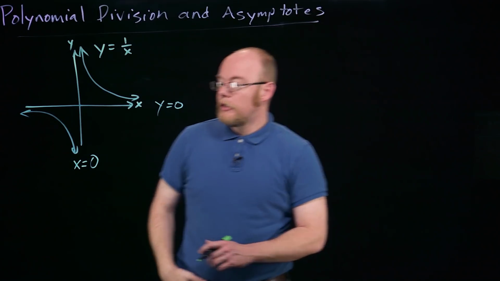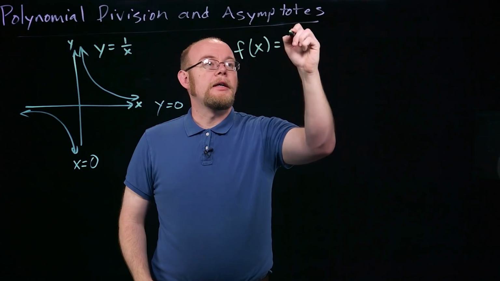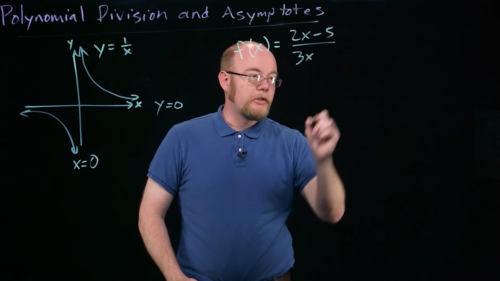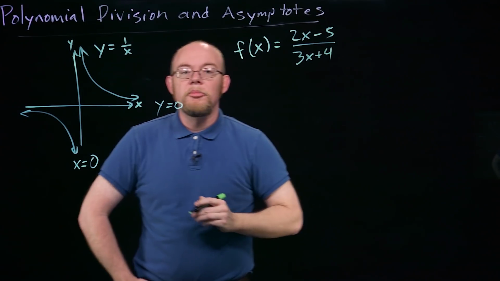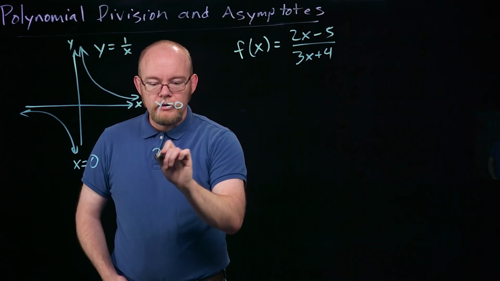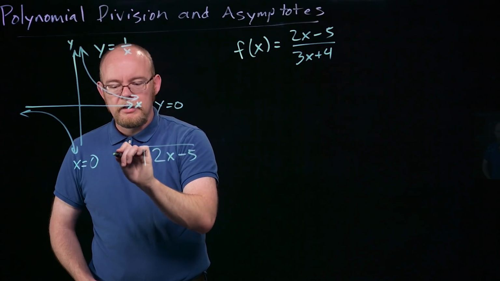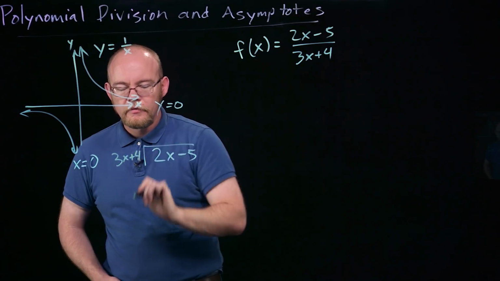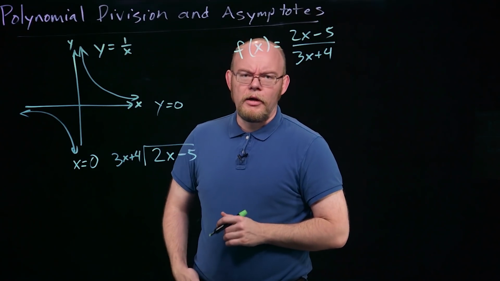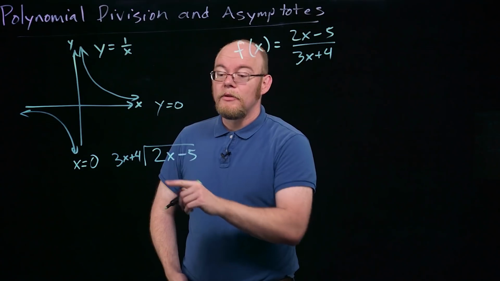So if we look at a function like f of x is equal to 2x minus 5 over 3x plus 4, we can actually apply polynomial long division to this. So I'm going to do that right here. We're going to take 2x minus 5, and we're going to divide it by 3x plus 4. Now, if we look at this, you would say, oh, 3x does not go into 2x, so we're done.